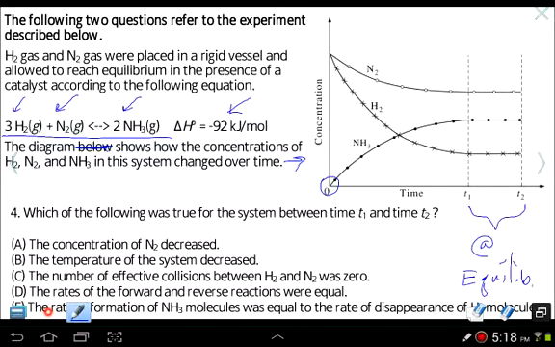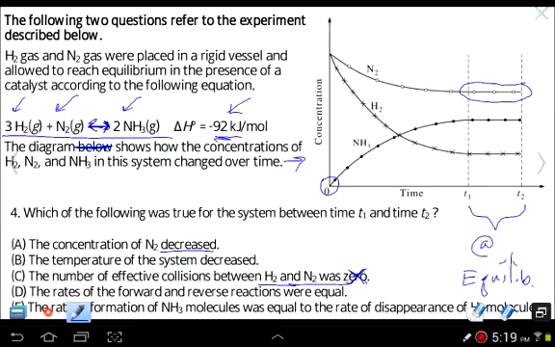And then the right answer, let's see if we can find it. The concentration of N2 decreased. This is not true because N2 is actually staying constant. The temperature of the system decreased. This isn't true. We're not really checking for the temperature here, but since the reactants and products aren't changing, no more heat is given off anymore. The number of effective collisions between H2 and N2 was 0. This is not true because the reaction still keeps going, which means there are collisions. In an equilibrium system, you have both the forward and the reverse reaction still happening. So there are collisions, there are reactants being made, or products being made.